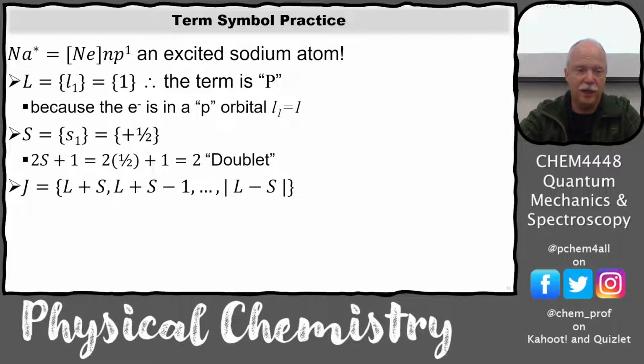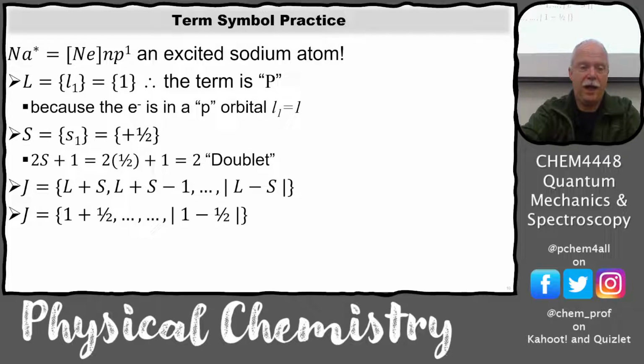And then we couple L and S. And so now we have 1 plus a half. So they typically write these in terms of halves: 3 halves. And 1 minus a half is going to be 1/2. Brain freeze. And again, it's going to be positive. So those are our 2 J levels. We have 2 of them.